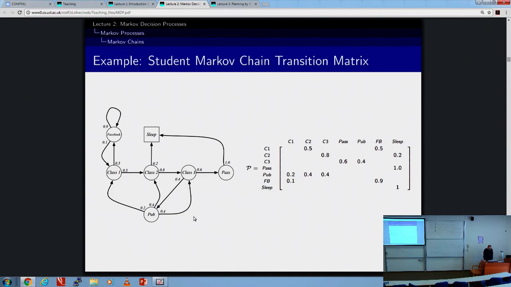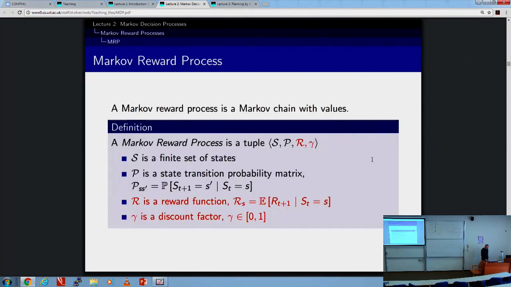So let's see. If I'm in class 3, there are 2 ways out of class 3. If you finish class 3, there's a 0.6 chance that you will pass, and 0.4 chance that you won't pass, in which case you go to the pub and then go back to class 2. And that's represented by this row here. Here's class 3, 0.6 chance of passing, and 0.4 chance of going to the pub. So this is the P matrix that we saw earlier. So we can take this matrix, look at its eigenvectors, and that will tell us things about this system. Now, let's add rewards to this infrastructure, okay?